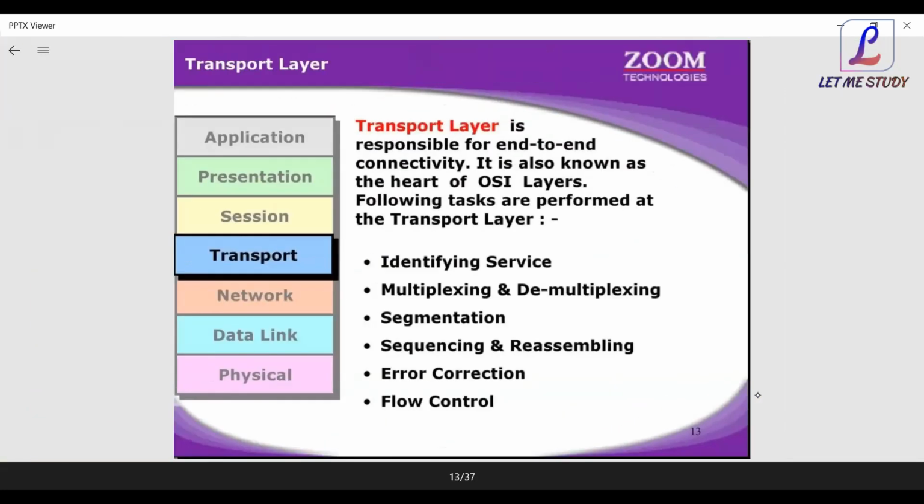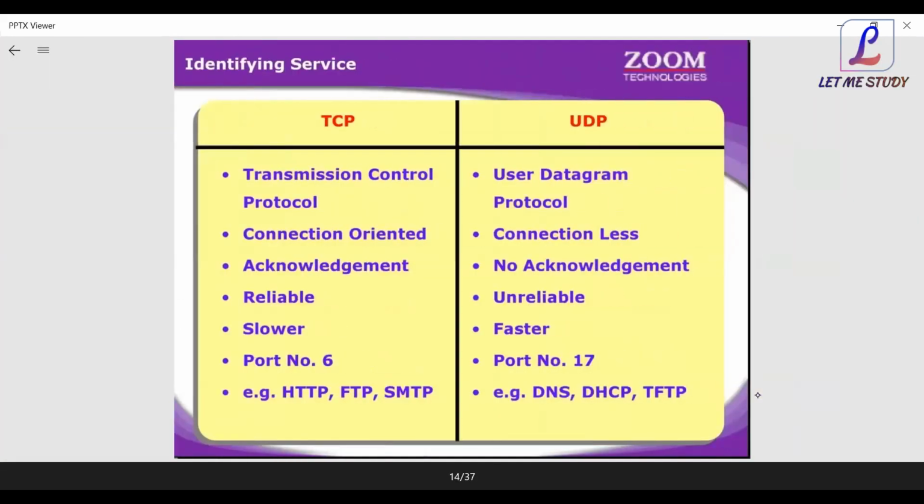And also error correction happens on this layer, and it also manages flow control, the control of flow, how much data another device can handle, so it will send that specific amount of data, not over the limit. So we have TCP and UDP, which work on the transport layer. This is the basic working of these two protocols.